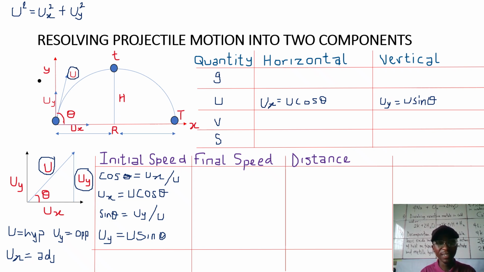Then the gravity, the acceleration due to gravity, g. A body that is moving along the horizontal plane is not affected by acceleration due to gravity. Definitely along the horizontal plane, our acceleration due to gravity is 0 meters per second squared.